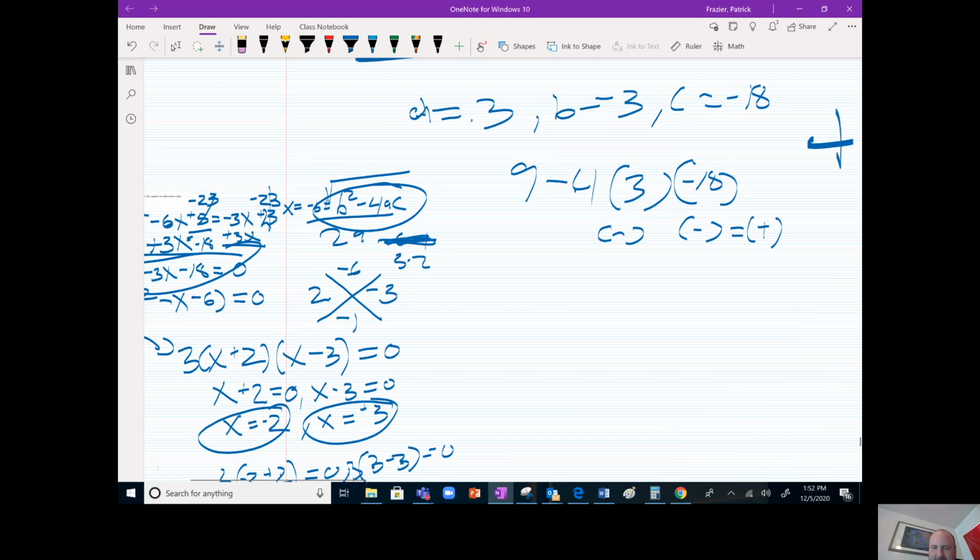And you should get 225, by the way, because 3 times 18 is 54, and well, negative 54, but then you multiply it by negative 4 and add 9, you get 225, and then the square root of 225, if you were to plug it into the quadratic formula, is 15. And if you have a perfect square, that also means you're going to have 2 integers as your answer as well.